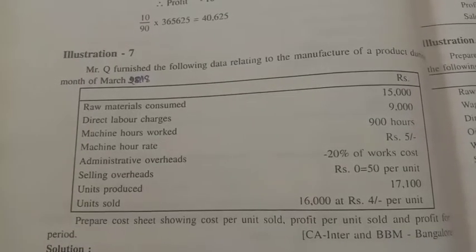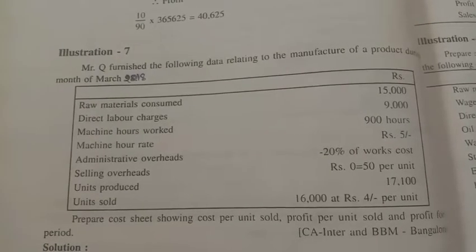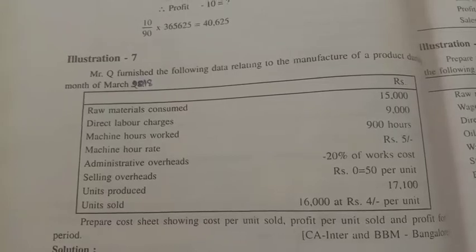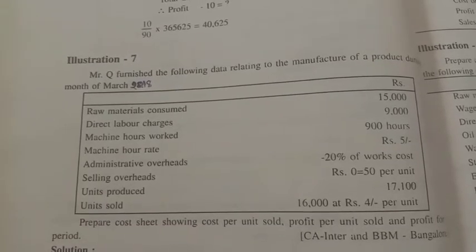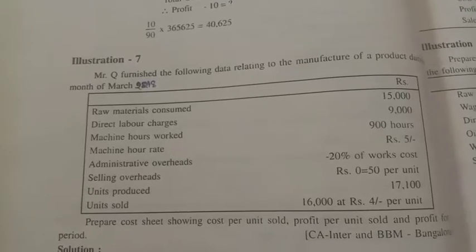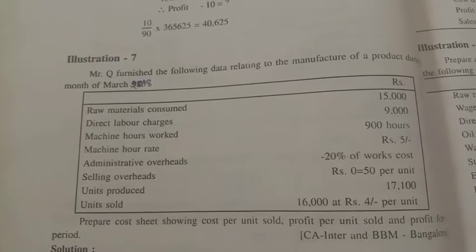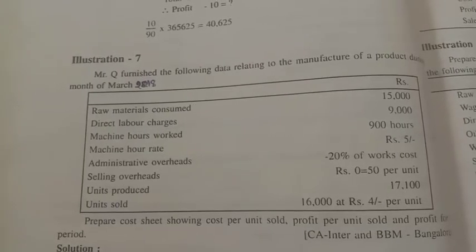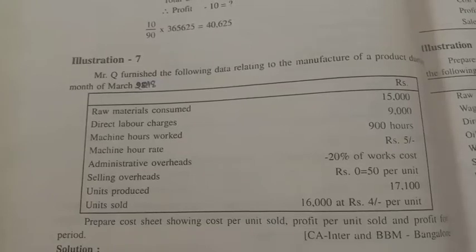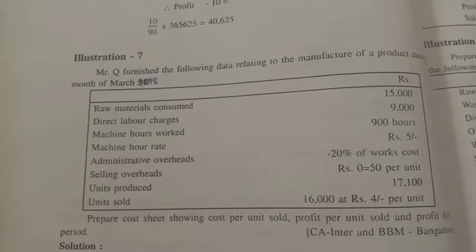Okay. Administrative overheads, 20% of work cost. When you add the prime cost and the factory overheads, whatever total comes will be called the work cost. On that total we have to calculate 20%. Selling overheads, 50 paise per unit. It is 50 paise per unit.